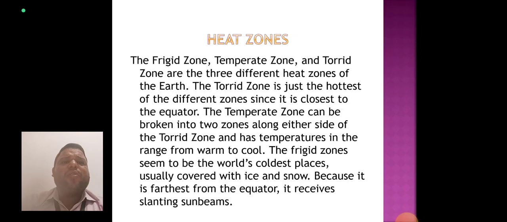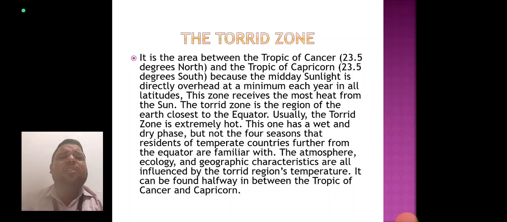The torrid zone is the hottest of the different zones since it is the closest to the equator. Now the torrid zone is the area between the Tropic of Cancer, 23 and a half degrees north, and the Tropic of Capricorn, 23 and a half degrees south. Because the midday sunlight is directly overhead at least once each year in all latitudes here, this zone receives the most heat from the sun. The torrid zone lies between the Tropic of Cancer in the north and the Tropic of Capricorn in the south. The equator falls in this zone since this region receives the direct rays of the sun throughout the year, and it is the hottest zone.